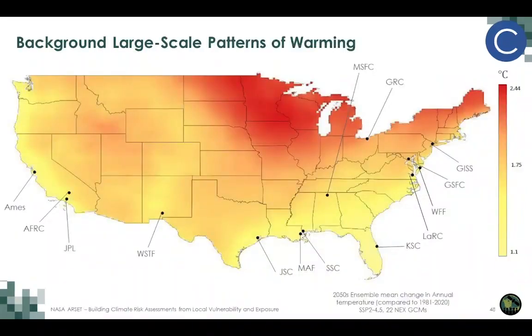Before we get to specific extremes, it's worth reminding ourselves that some of the background large-scale patterns of warming can be very influential and very challenging for the centers themselves. Here's just a map of the overall annual temperature change going out to the 2050s compared to a recent past from 1980 to 2020, here in the intermediate scenario across the 22 NEX-GCMs that we use. You can see that there's slightly different warming rates at each of the different centers.